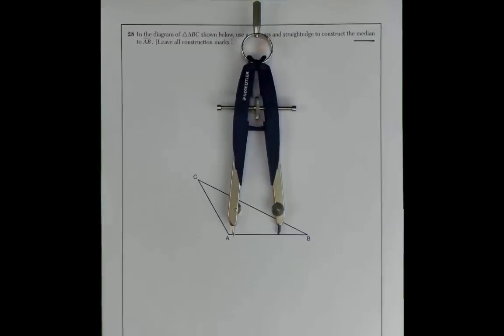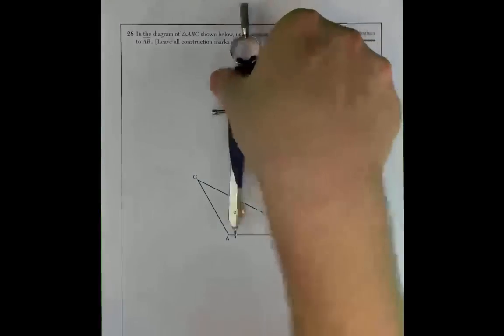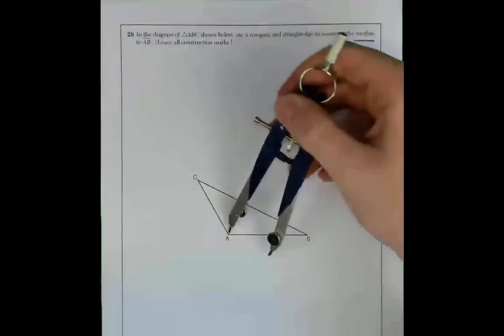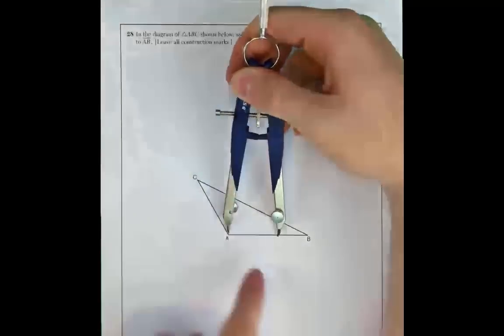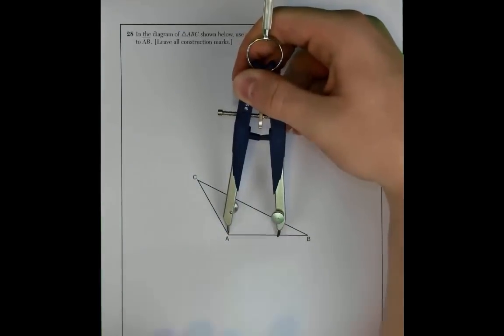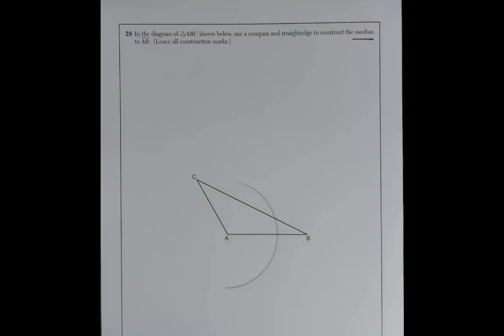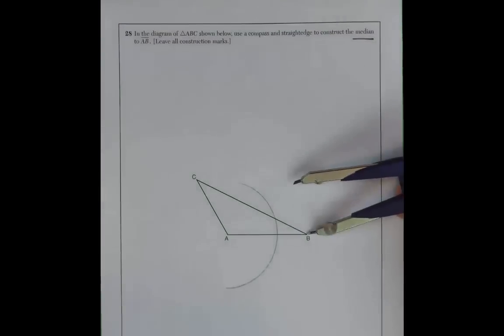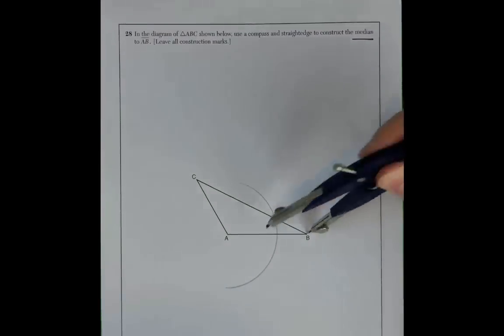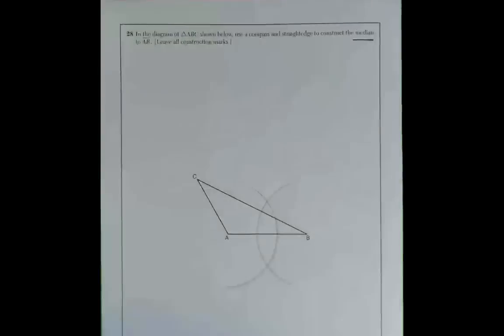Now, in order to construct a perpendicular bisector of AB, I'm going to take my compass, place it on point A, and go a little bit more than halfway on this line. Then I'm going to construct my arc. There's my first arc, and then I'm going to repeat the process at B. Do not change your compass arm. It has to be the same. As you can see, these two arcs intersect each other.